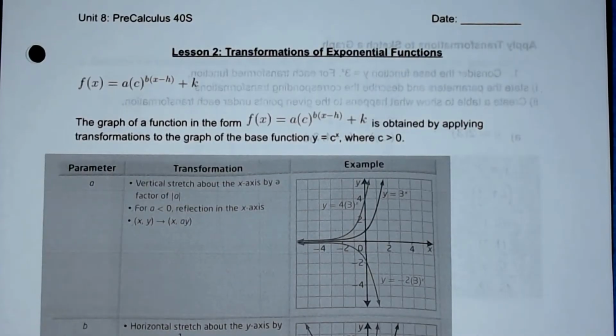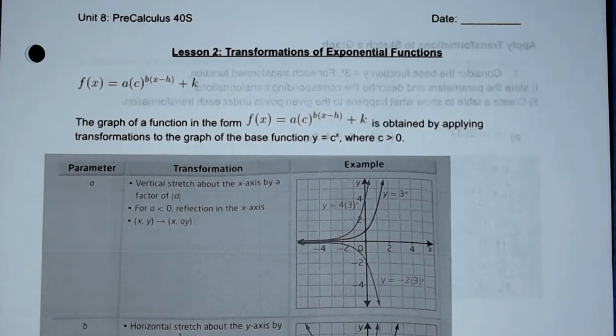Welcome to Unit 8, Lesson 2, Transformations of Exponential Functions. In this lesson, we're going to look at what happens when we move the graph around using those values that we're becoming really familiar with: a, b, h, and k.